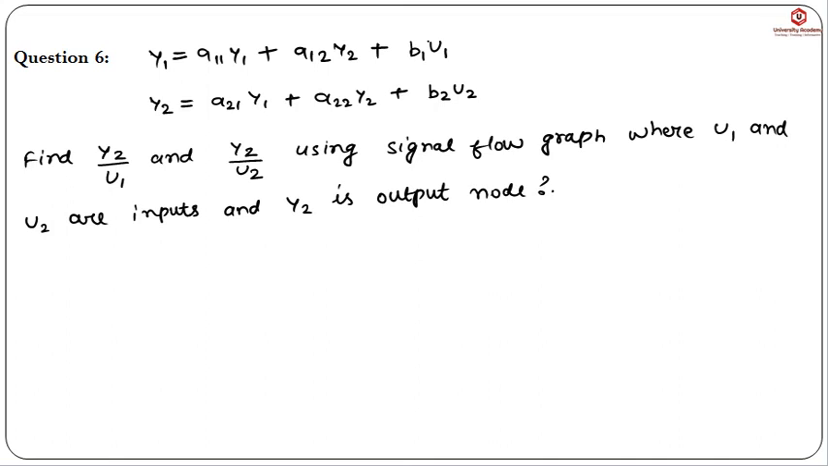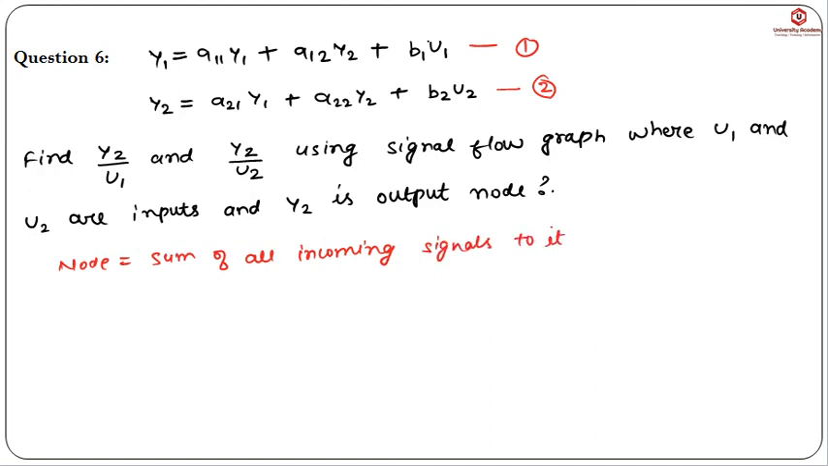Okay, so first of all, for the equations given, that is equation 1 and equation 2, we have to develop the signal flow graph. When I was explaining the terminologies of the signal flow graph, I told you that a node is equal to the sum of all the incoming signals to it. So now suppose this is y1, a node. Now y1 is equal to a11 y1, a12 y2 and b1 u1, all these signals will be coming to the node y1.